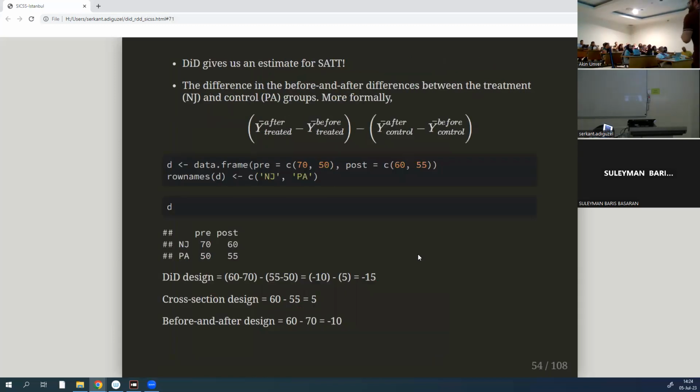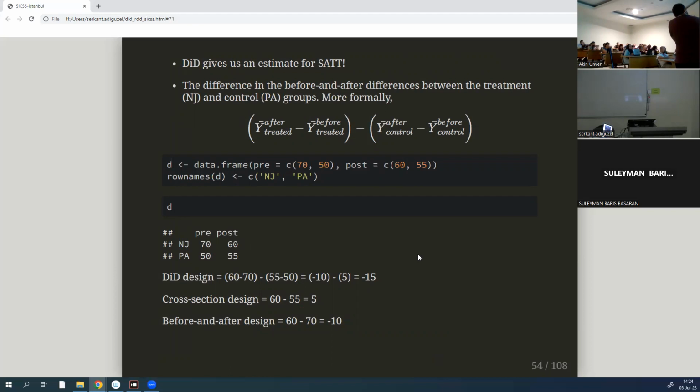So just a super simple question: what is the DID? It's actually the difference in differences. So here, the difference in New Jersey and the difference in Pennsylvania. Why Pennsylvania? Because we cannot observe the counterfactual New Jersey. That's why this part is thanks to the parallel trend assumption.